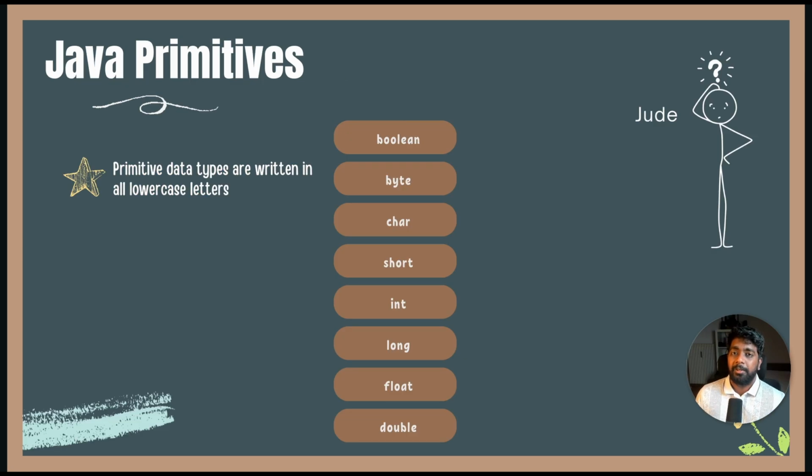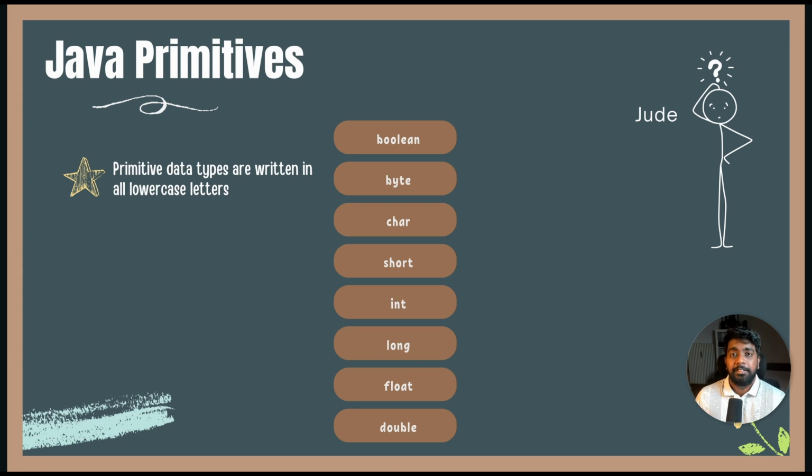If you can recall, Java primitives are inbuilt data types or variable types. There are only 8 different inbuilt data types. And also note, all of those data types are written in all lowercase letters.